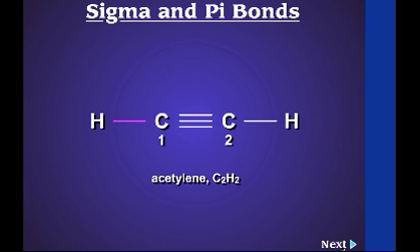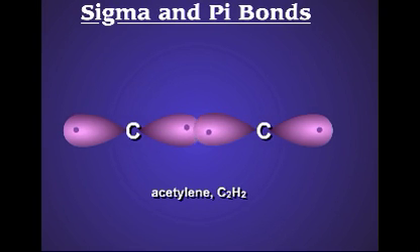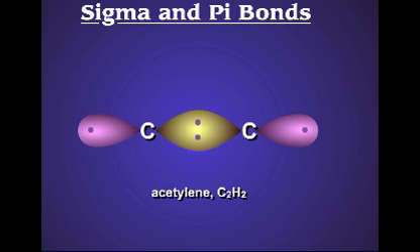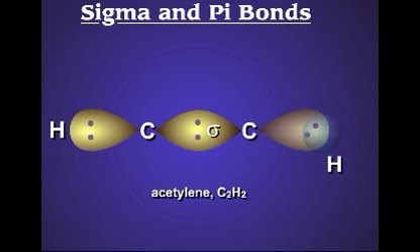Okay, in acetylene, if we count around the carbon, we have 1, 2, so this is going to be sp hybridization. And we're going to have the direct overlap between the 2 sps. So that's a sigma. And then we'll have the hydrogens that overlap the other 2 sps, and those are 2 more sigmas.